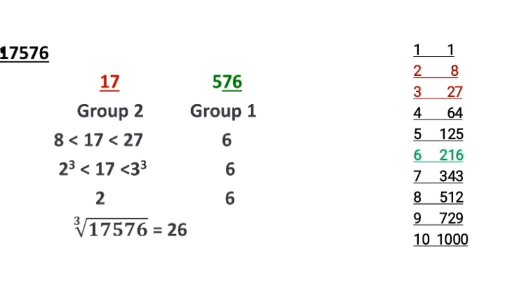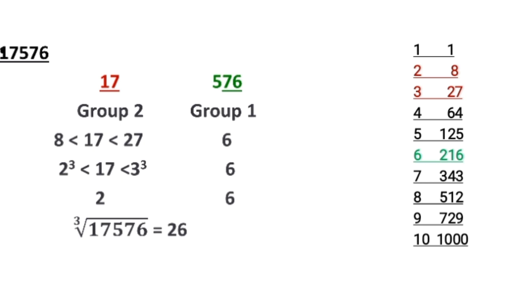See, now I have 17576. So what I am going to do first? First I am going to make groups. Yes, from the last. So what is my group 1? 576. And now for the second group, I have only two numbers, 1, 7. So that's okay, no problem.